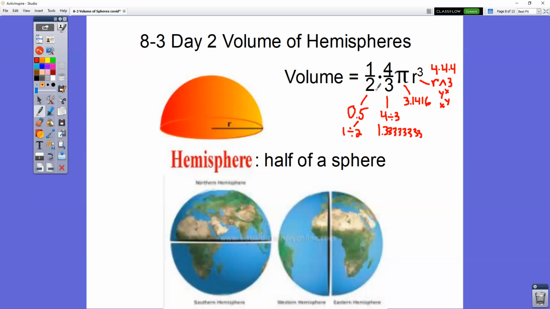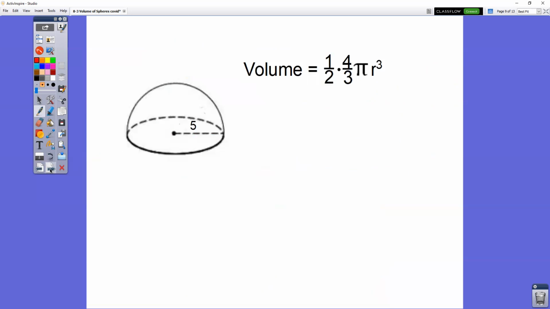So really the only difference between yesterday and today is putting this 1/2 at the beginning of the formula. So our formula is 1/2 times 4/3 times pi times the radius cubed, or the radius to the third power. So if we take a look at this first example, you see the hemisphere, you see that the sphere was cut in half. We're still looking for the radius. The radius goes from the center of the hemisphere out towards one of the edges. So this 5 is our radius.